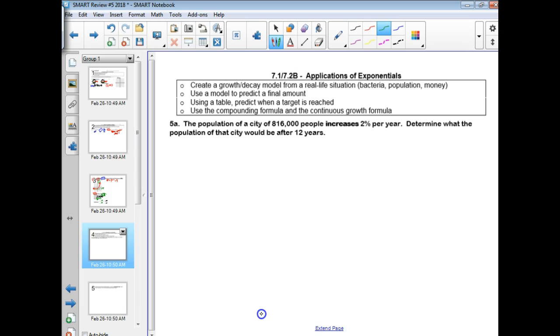So this question: the population of a city is 816,000, and it's going to increase 2% per year. On your test, you'll see this formula. What does A represent in this problem? Initial, which is what? 816,000.